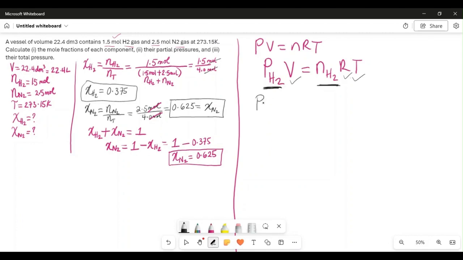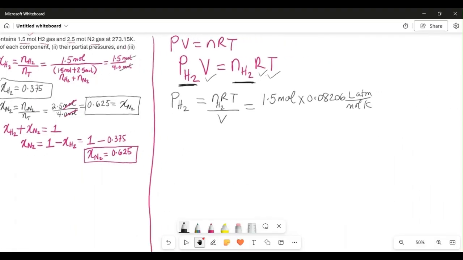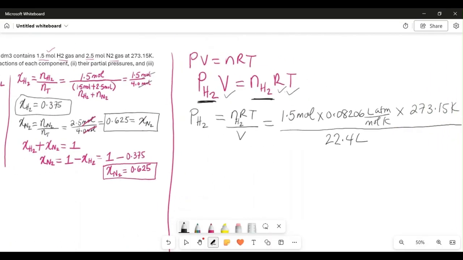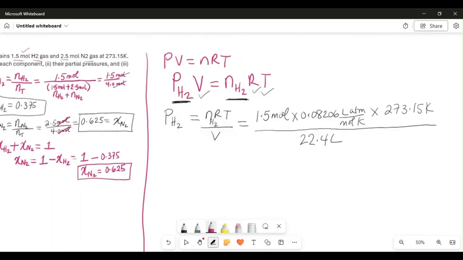So now the partial pressure for H2 is simply going to be nRT for H2 divided by V. The number of moles of H2 is 1.5 mole times 0.08206 liters atmosphere divided by mole Kelvin, all of that times the temperature, which is 273.15 Kelvin, divided by the volume, which is simply 22.4 liters. If you're confused, we can cross check: 22.4 liters, 1.5 mole, 273.15 Kelvin. We cancel out the mole, because we're dealing with pressure and we only want the atmosphere unit to be there. So we cancel out mole, Kelvin, and liters.